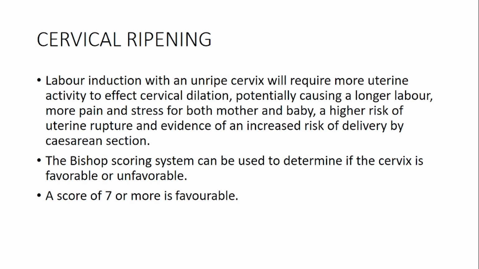A score of 7 or more out of 13 is favorable. A score of 4 or less is very unfavorable. If you have a score of between 4 and 7, then you may have to wait a little bit, or do the score again to see whether you need a cervical ripening or not.